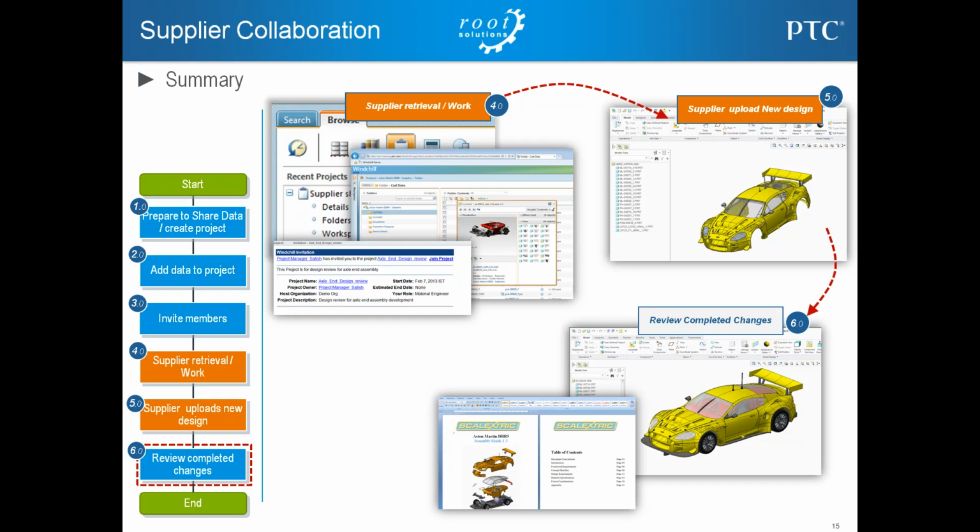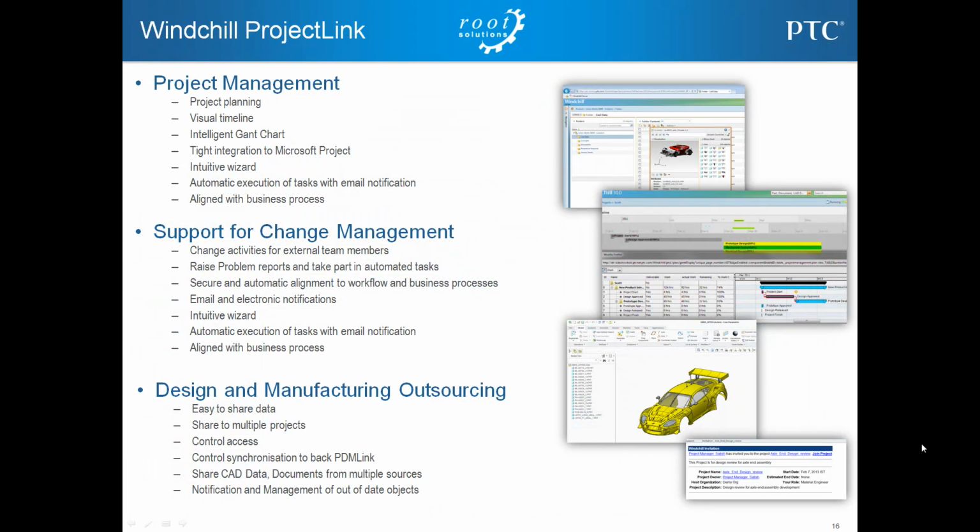So once the project manager has received an email that some designs have been changed, he can check those, he can review those completed changes, either with Creo View or with Creo Parametric. Any extra documentation that may have been uploaded to the folders inside the project can also be viewed. And at that stage, the project manager can then send this information back to PDM, at which point it will upload the data that's contained inside Windchill PDMLink. As such, the rest of the business will then be informed that there is a brand new version available to them. That summarizes the supplier collaboration aspect of Windchill ProjectLink.